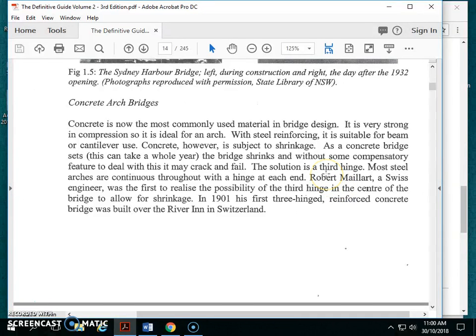Conveniently, steel and concrete have the same thermal expansion ratio, which means that when they get hot, the steel doesn't grow faster or slower than the concrete, which would cause cracking.